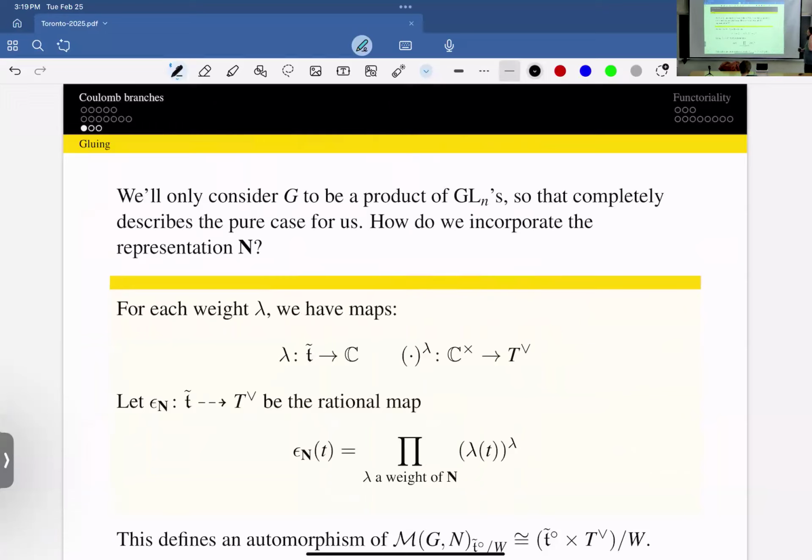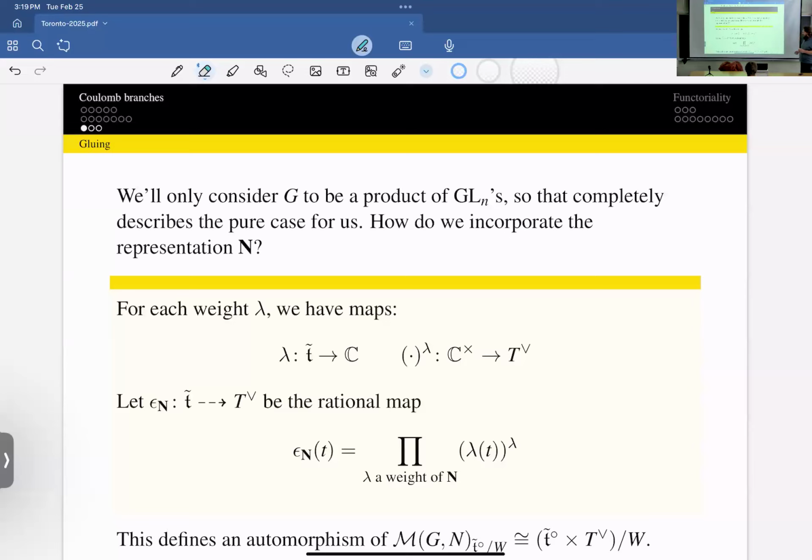All right, so I'm only going to be interested in products of GLNs, so that's sort of all we need to know about the pure case. But how do we incorporate this representation? There's a very interesting way to think about this, which is, well, if I have a weight, I can think of that as a linear function on the torus, and I'm using this deformed torus. It doesn't really change anything to think about the deformation. I can also think about that as a cocharacter from C star into T check.